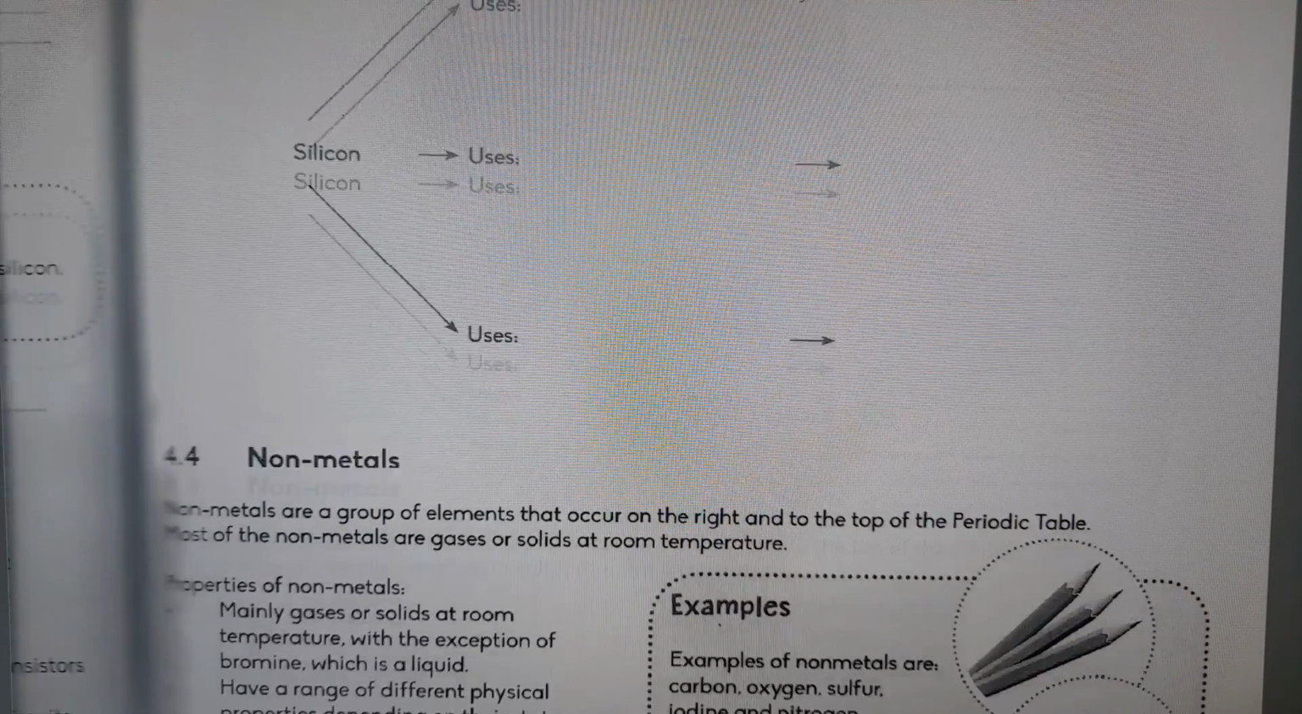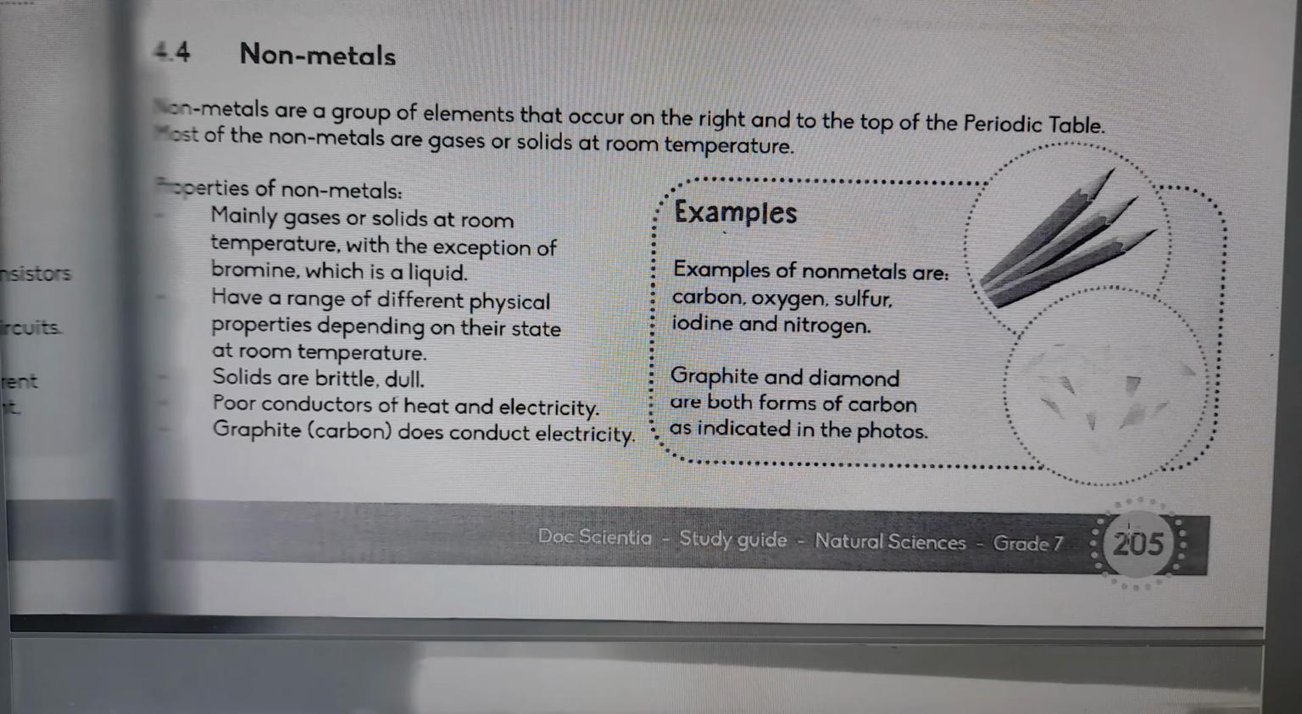Let's continue and go to non-metals. On page 205, nonmetals are a group of elements that occur on the right and the top of the periodic table. We saw them, the dark gray. Most of the nonmetals are gases or solids at room temperature. Properties of nonmetals, you need to know this. Mainly gases or solids at room temperature with the exception of bromine, which is a liquid. They have a range of different physical properties depending on their state at room temperature.